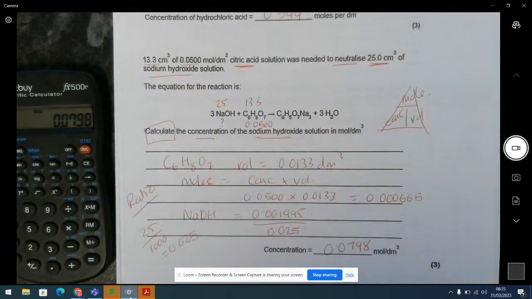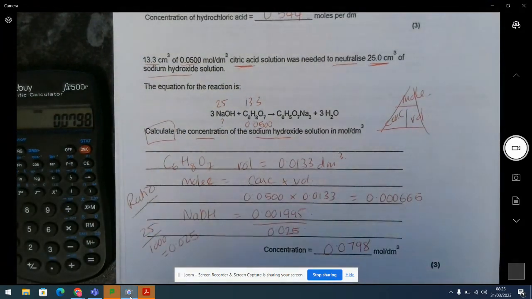So hopefully you find that useful, Year 11. If you have any questions about it, you know you can always ask. Please don't hesitate to ask me during lessons, but hopefully that's helped break down for you how to do titration calculation questions. All right, thanks guys.